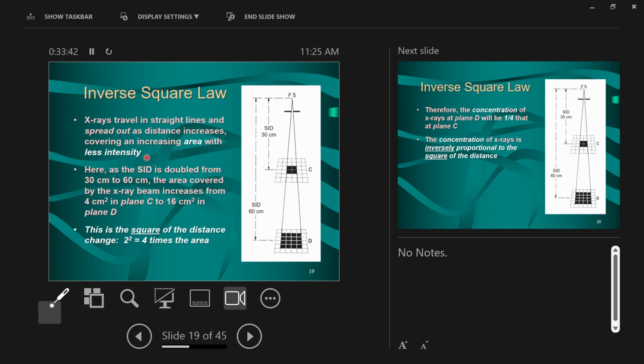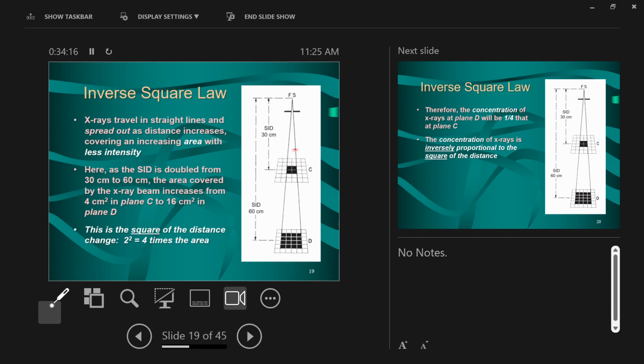If I measured the beam intensity, the brightness of my flashlight at distance 1, and then compared it to double that distance, I would find that the light intensity at double the distance was 4 times less. Okay, this is the inverse square law. So here we're going to use some graphs and we're going to show a formula, but they say here, as the SID is doubled from 30 centimeters to 60 centimeters, the area covered by the X-ray beam increases from 4 squares of area to 16 squares of area.